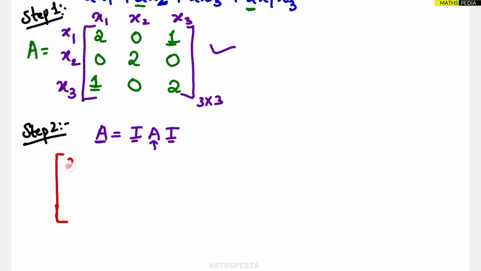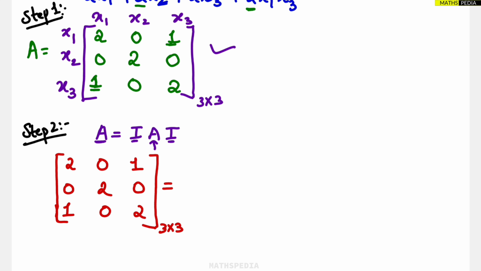The same thing, you copy paste. 2 0 1 0 2 0 1 0 2. Now put equal to. Now the identity matrix also will be what? 3 cross 3, since the A matrix is also 3 cross 3. That will be 1 0 0 0 1 0 0 0 1. Done.